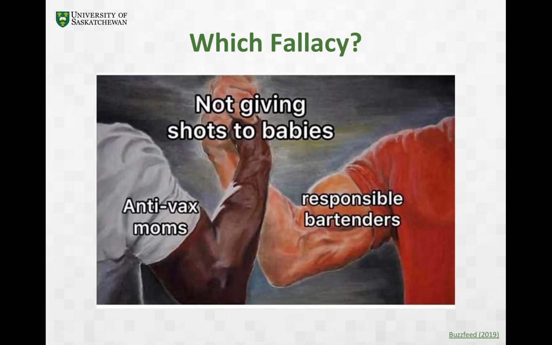Well, it's that time of year where we have lots of logical fallacies out there. And so I want to take a moment here. Let's play a little game for a little bit. I want you to take a moment here, looking at this particular fallacy, all right? So we've got anti-vax moms and responsible bartenders, and both are not giving shots to babies. So which fallacy is this?